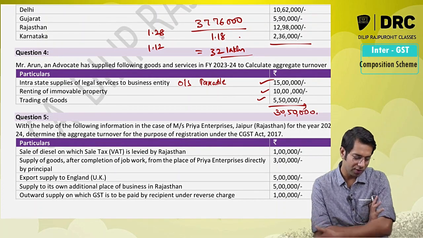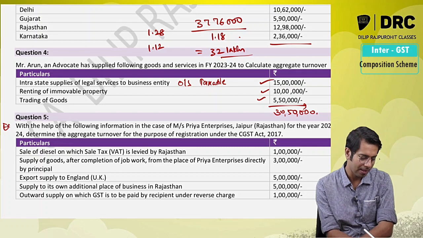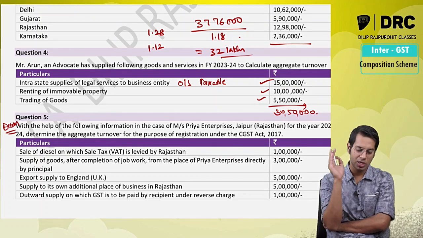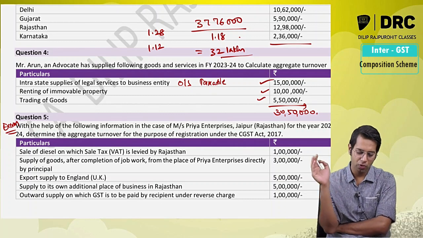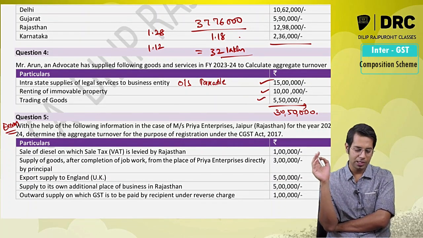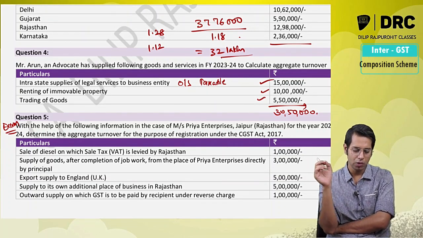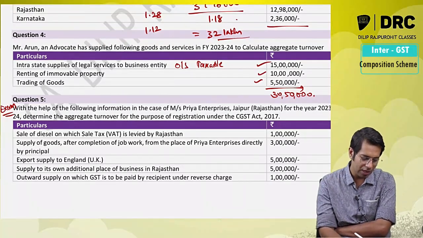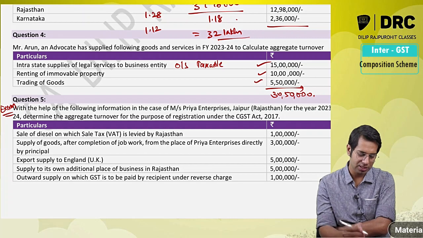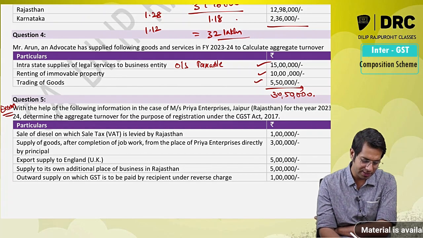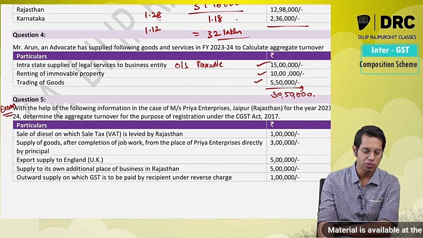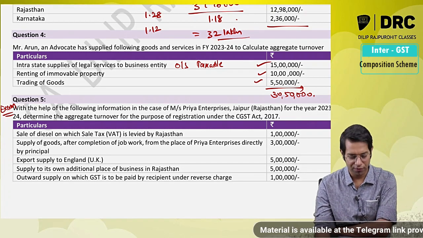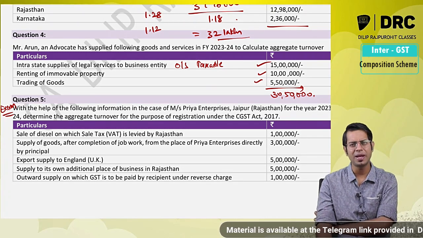Next, this is an exam question. With the help of the following information in case of Priya Enterprises, Jaipur, for the year 23-24, determine the aggregate turnover for the purpose of registration. Sale of diesel on which sales tax, that is VAT, is levied by Rajasthan. So whatever diesel I am supplying, whether diesel is required to be included in my aggregate turnover.